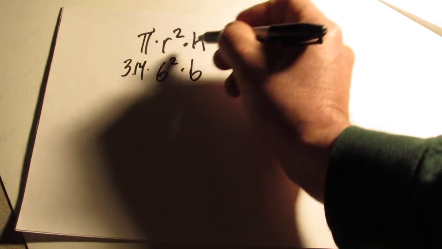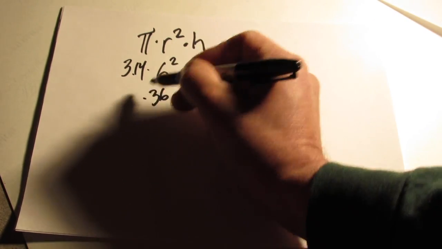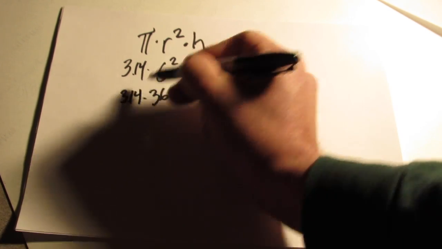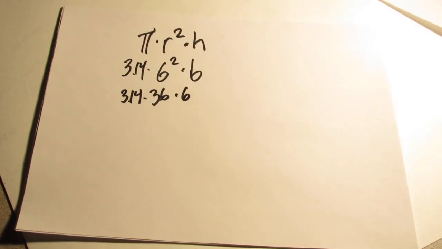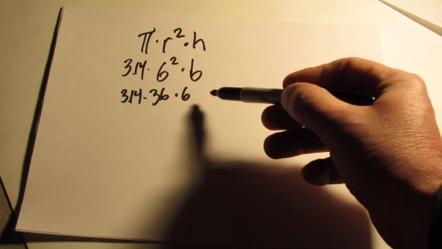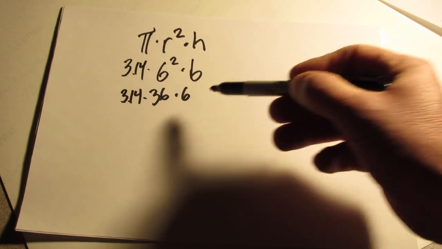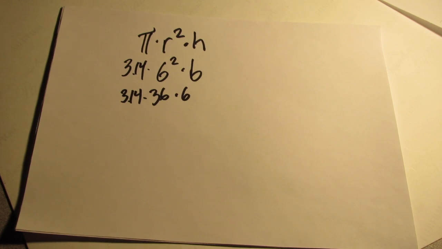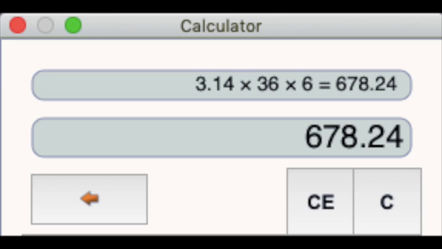Again, we do our exponent first, so it'll read 3.14 times 36 times 6. We will use our calculator to figure out that exact number and get the result. Like I said, guessing doesn't work.